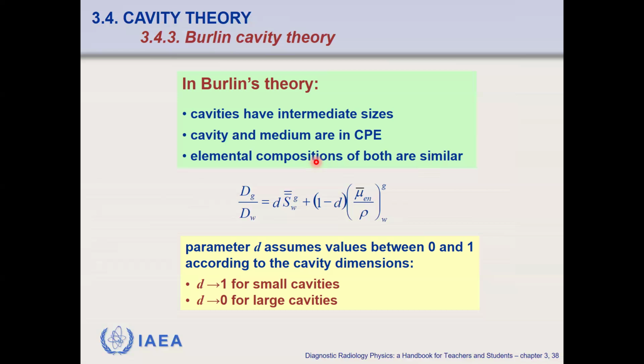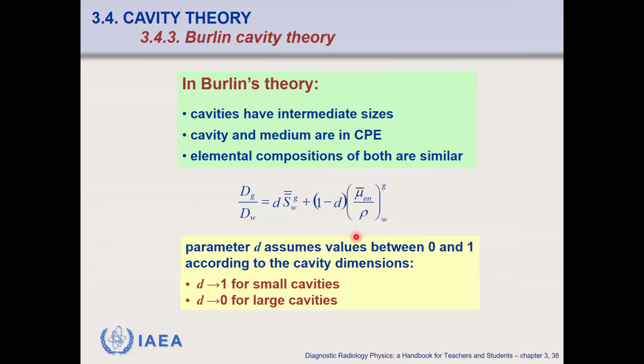So in this Burlin theory, the cavity size is not negligible. It is intermediate. What does intermediate mean? It means the cavity dimensions are large enough to perturb the fluence of secondary charged particles, but not so large that they affect the equilibrium significantly.